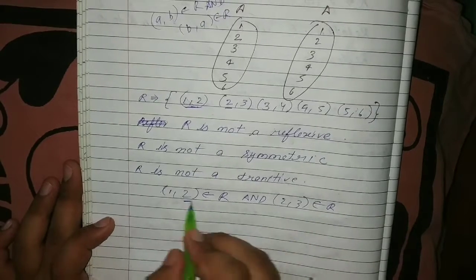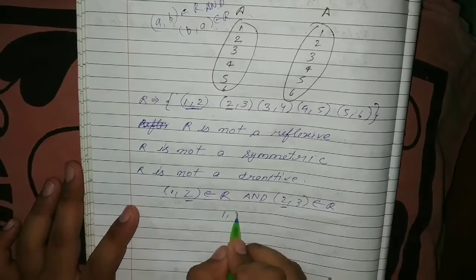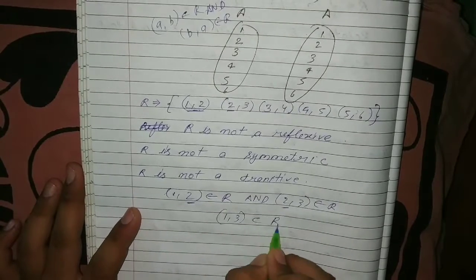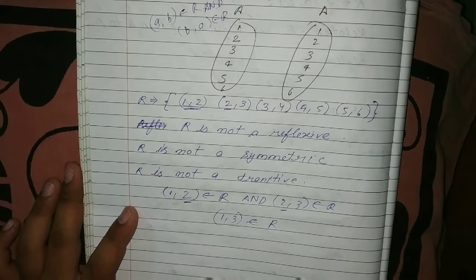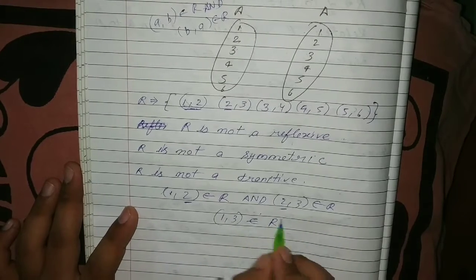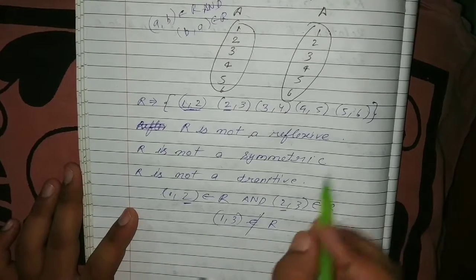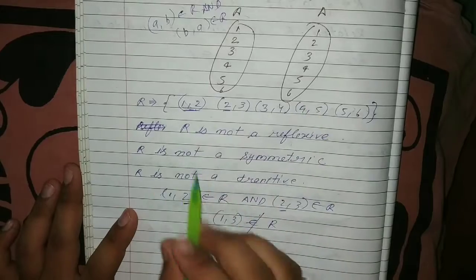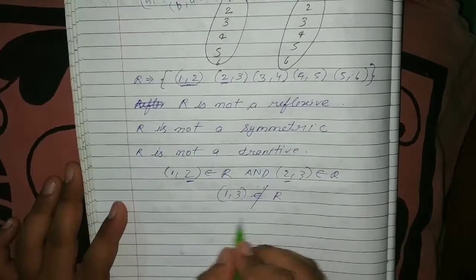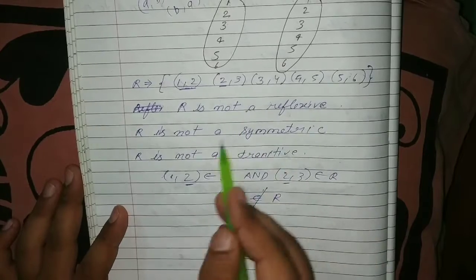So, but guys, we can say that 1, 3 belongs to R. Yeah guys, you have made me correct, because it is not like that. This is not right, the right one is this: 1, 3 does not belong to R, because here 1, 3 is not visible guys. So guys, what can we say, this is not transitive, so not reflexive, not symmetric, not transitive.